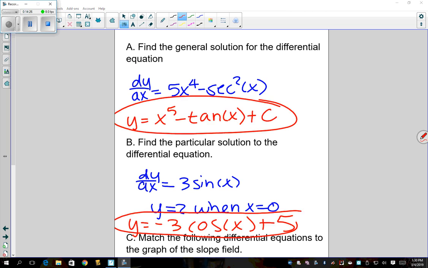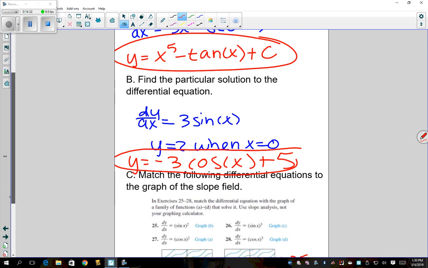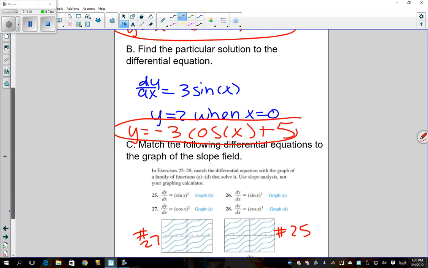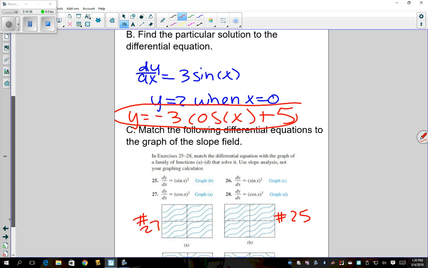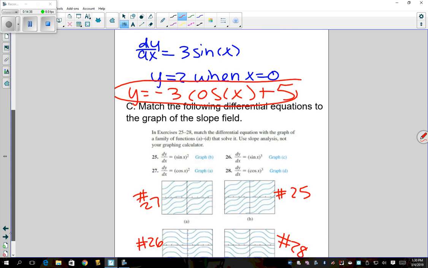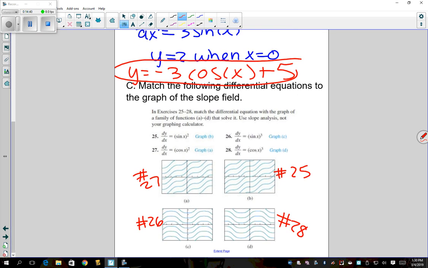So for number A, you should get y equals x to the 5th minus tangent x plus c. For letter B, you should get y equals negative 3 cosine x plus 5. And for C, A is graph 27, B is graph 25, C is graph 26, and D is graph 28.